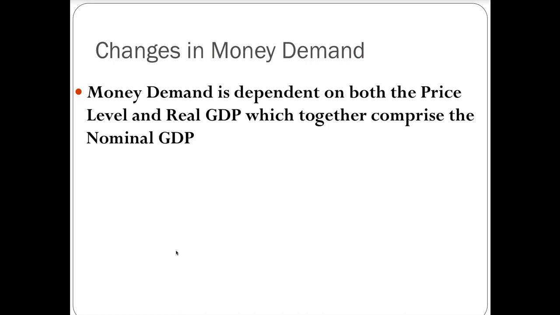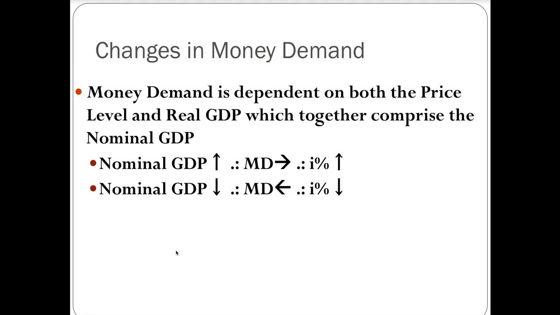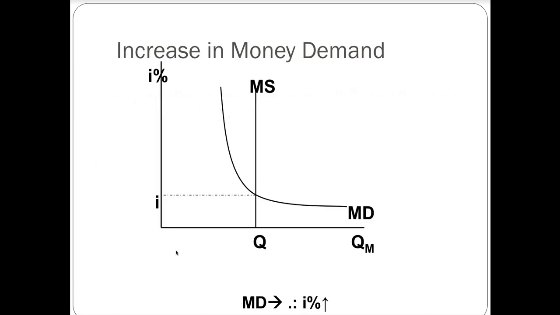Things that change real gross domestic product are going to change nominal gross domestic product as well. So if nominal GDP goes up, money demand is going to shift to the right, and then you're going to have an increase in nominal interest rates, which you'll see in a moment. If nominal GDP goes down, money demand shifts to the left, and nominal interest rates are going to go down.